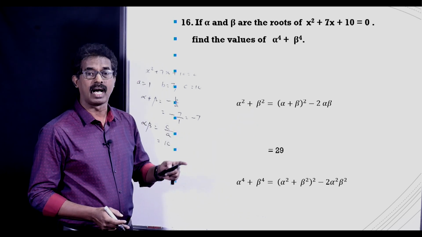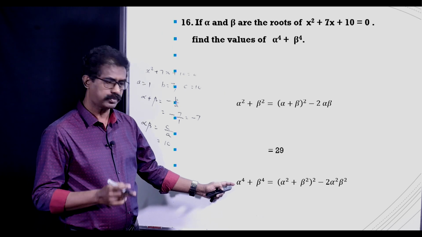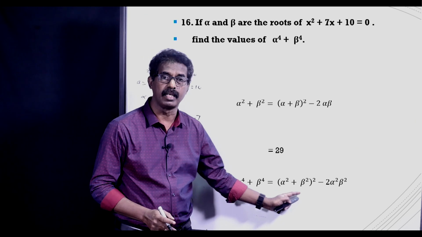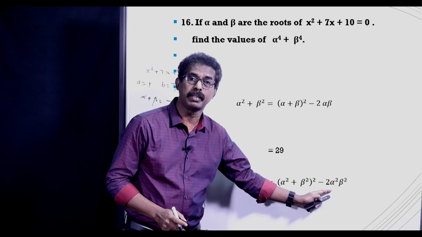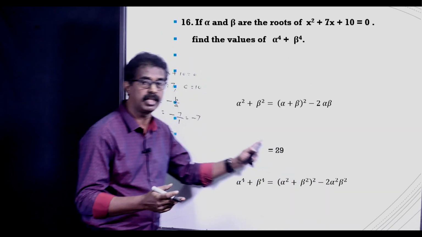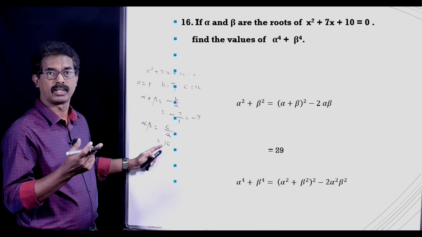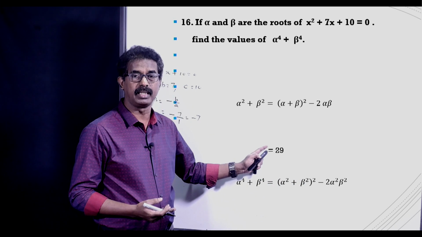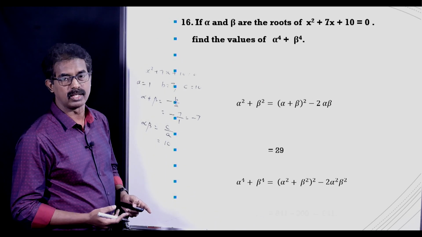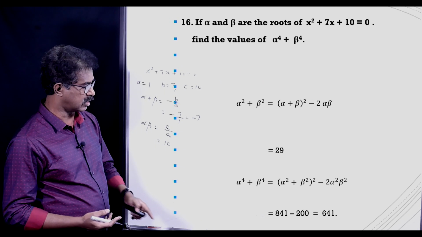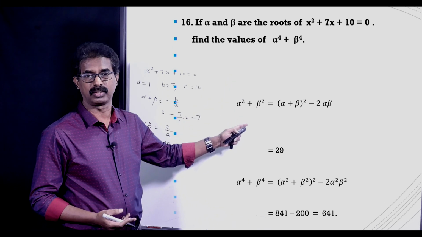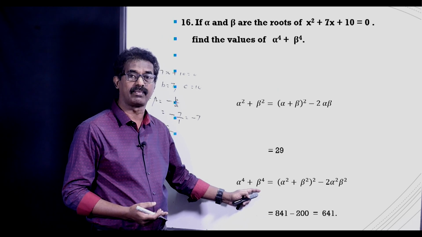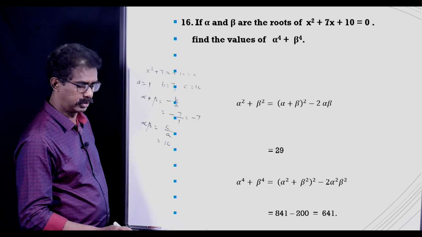They asked to find alpha raised to 4 plus beta raised to 4. You have to remember this formula: alpha square plus beta square the whole square minus 2 alpha square beta square. Alpha square beta square means alpha beta the whole square. You know alpha beta is 10, the whole square, 10 square is 100, into 2 is 200. Alpha square plus beta square is 29, the whole square. Substitute the values, simplify, and you will get the answer 641. The calculation part you have to practice. These are the formulas involved, so learn the formulas so that you can do it. So remember this formula for alpha raised to 4 plus beta raised to 4.